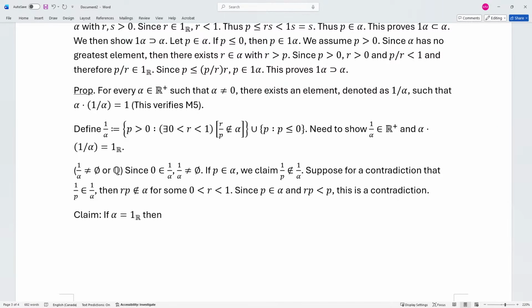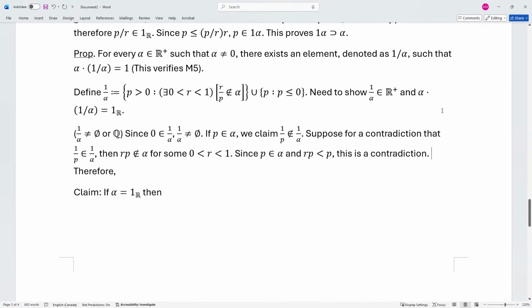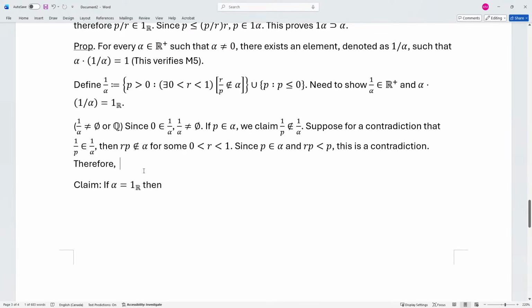Anyway, so this is a contradiction, so therefore the cut 1 over alpha is not the whole Q.